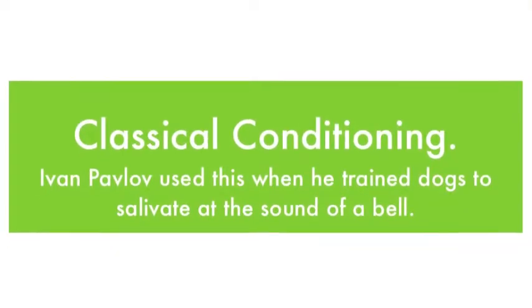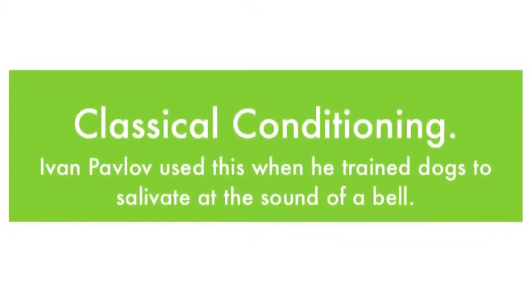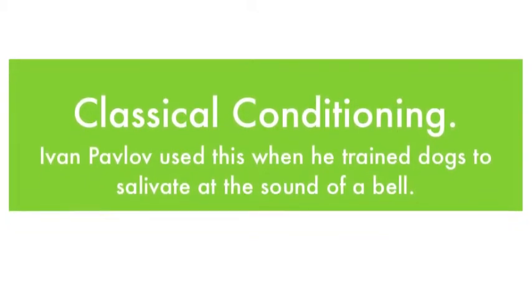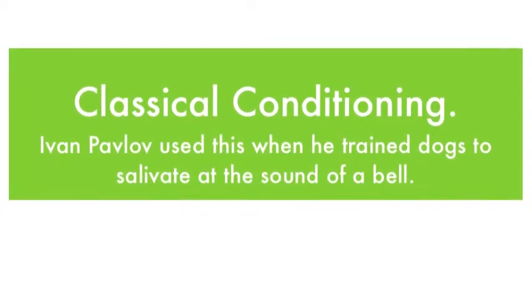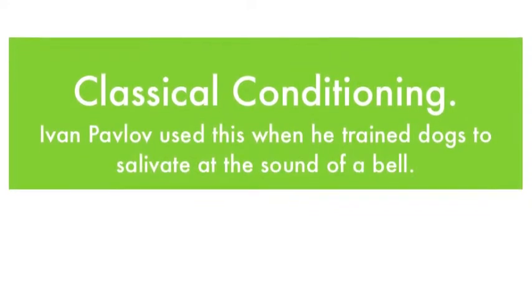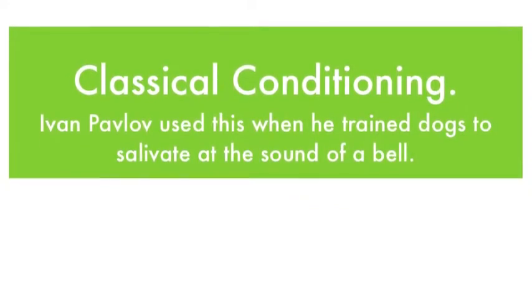First, we had to classically condition our rat. Classical conditioning is a method of teaching something to associate a conditioned stimulus to an unconditioned stimulus. We did this with our rat by clicking the clicker, then giving him food.